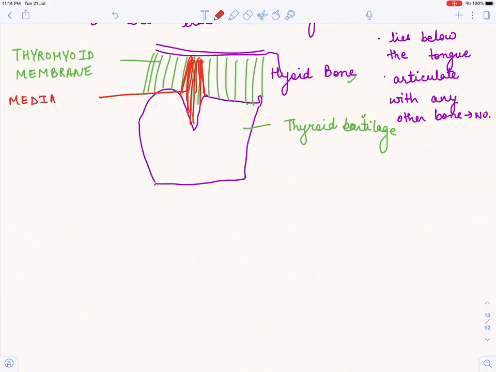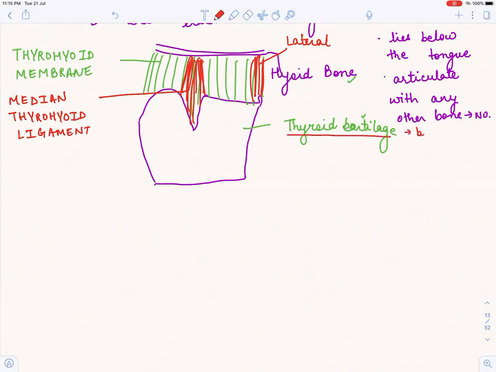Very easy to remember: the median thyrohyoid ligament. And on the lateral side also, so this is the lateral thyrohyoid ligament.